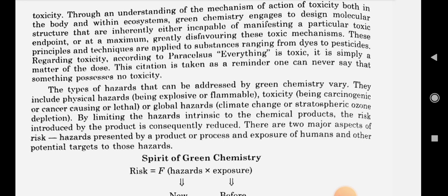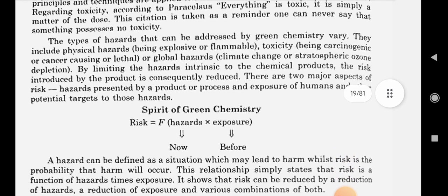This serves as a reminder that one can never say that something possesses no toxicity. The types of hazard that can be addressed by green chemistry vary. They include physical hazards, toxicity, or global hazards. By limiting the hazards intrinsic to the chemical products, the risk introduced by the product is consequently reduced.